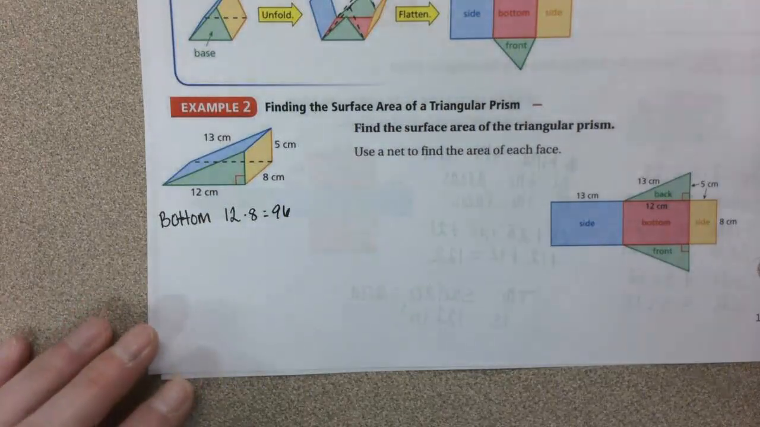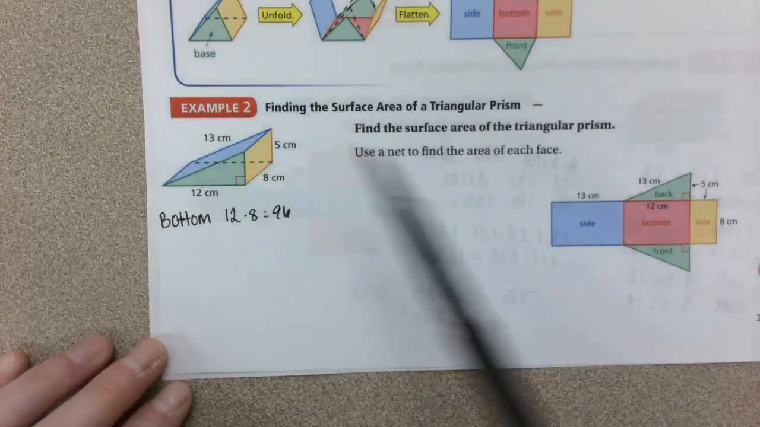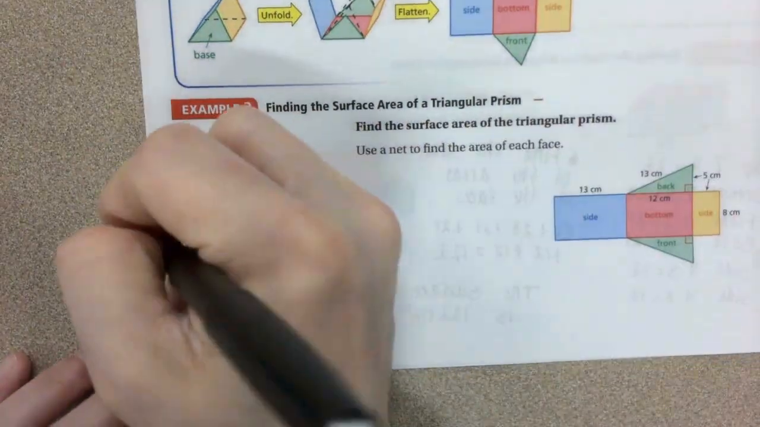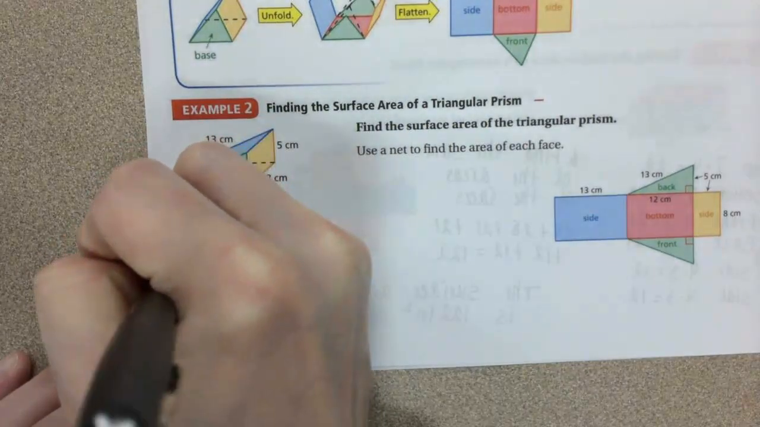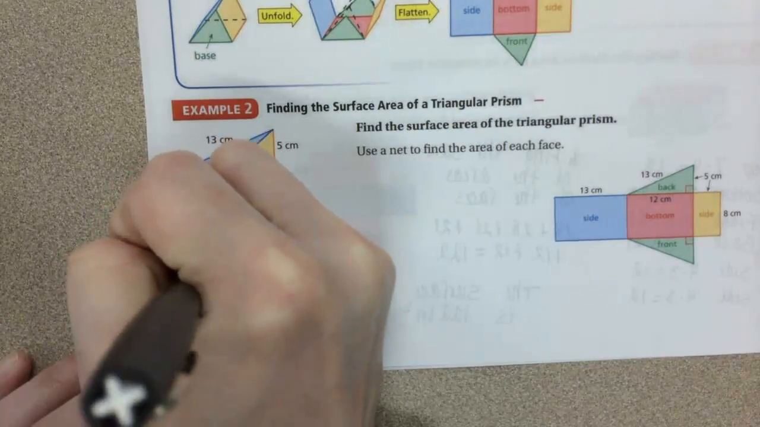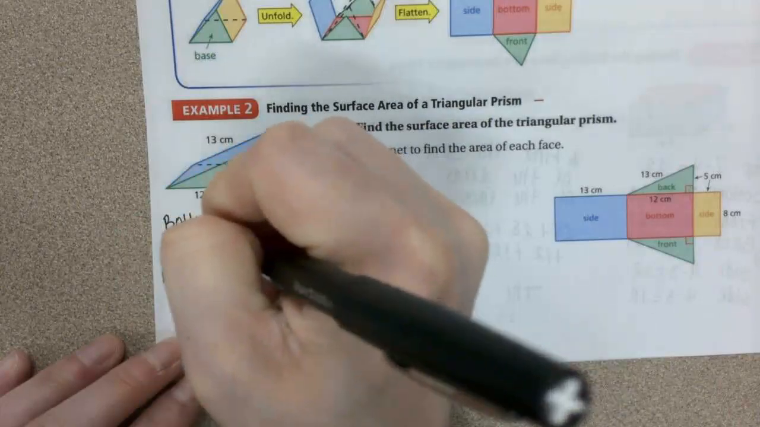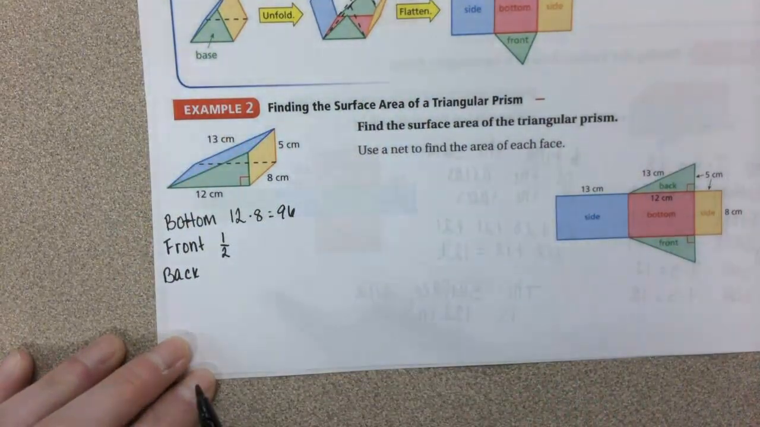Then let's move to the front. So the front is that green triangle here. Again, we have the same one in the back, so we can see those both here. So since it's a triangle, we know it's going to be half, and then the base times height. So my base is 12, my height is 5.